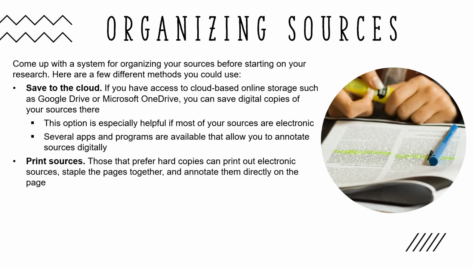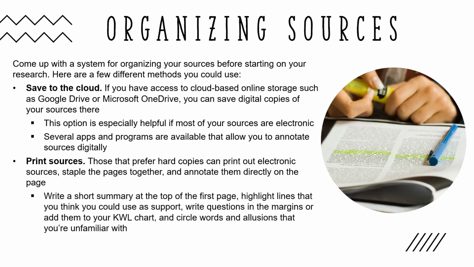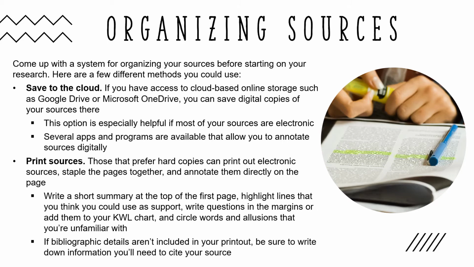Those that prefer hard copies can print out electronic sources, staple the pages together, and annotate them directly on the page. Write a short summary at the top of the first page, highlight lines that you think you could use as support in your essay, write questions in the margins or add them to your KWL chart, and circle words and allusions that you're unfamiliar with. If the bibliographic details of a source aren't included in your printout, be sure to write down the information you'll need to cite your sources later on.